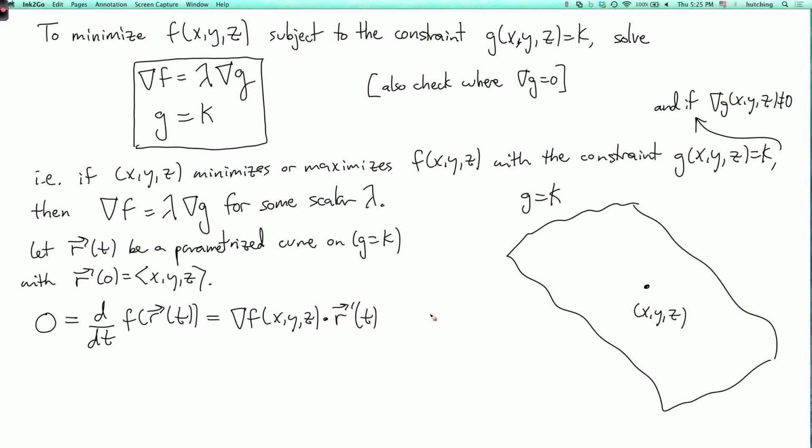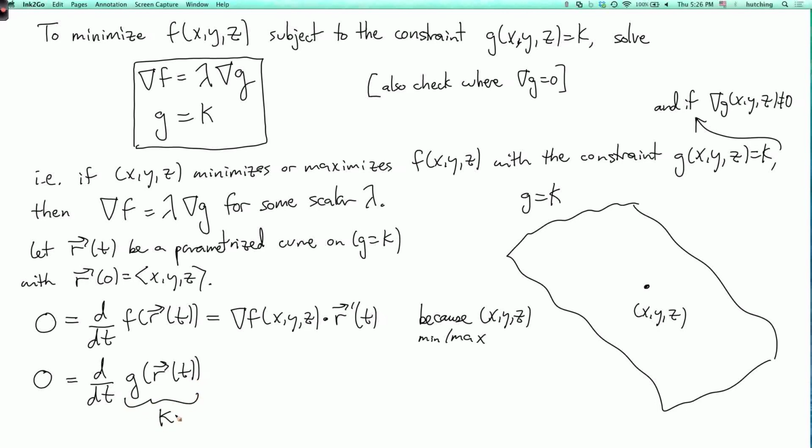And this is because x, y, z minimizes or maximizes f. And we also have that 0 equals d dt of g of r of t, and that's because g of r of t is a constant. It's always equal to k for all t. And this, by the chain rule, is the gradient of g at x, y, z dot r prime of t.